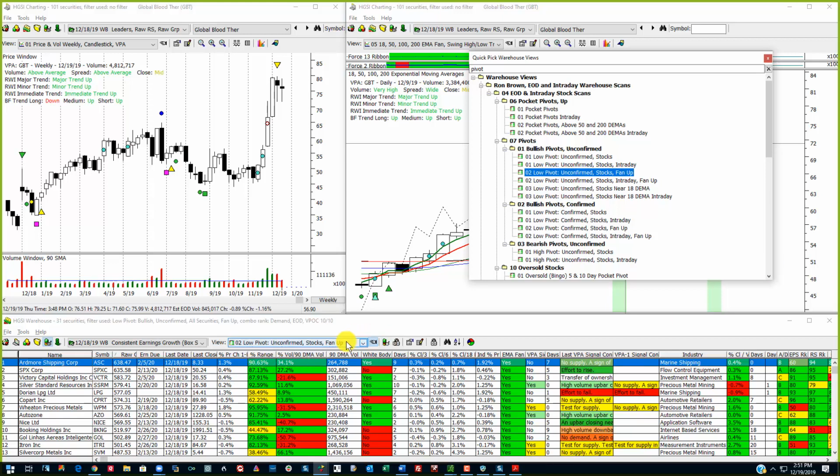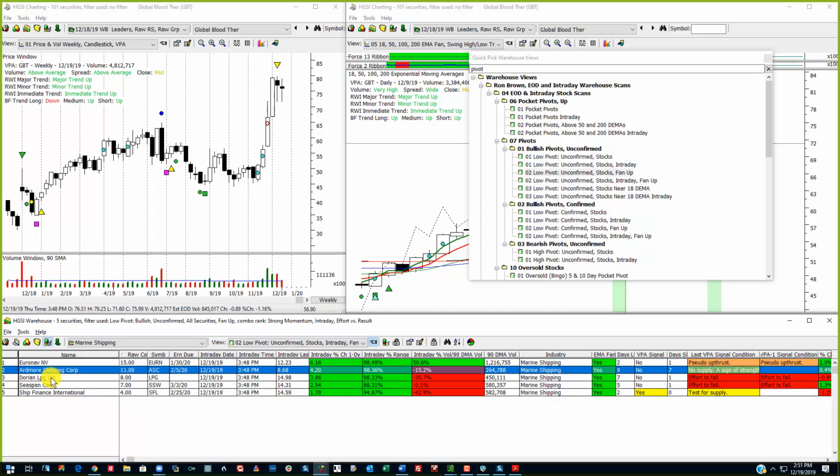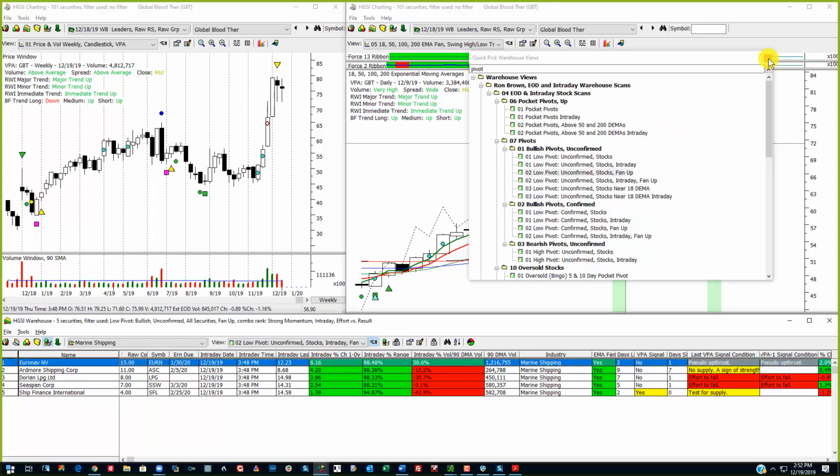So let's take a look at some of these, but I want to go to the intraday version. So Ardmore Shipping, I believe the shipping stocks, many of them, you can see there's 2 here in a row, are moving up today. And these are, what are they? They're consistent earnings growth stocks. I'm just going to do a quick check, change to the industry group, and you can see that there are 5 marine shipping stocks out of the group that are moving up that have passed this filter today. Let's just take a look at these stocks, okay?